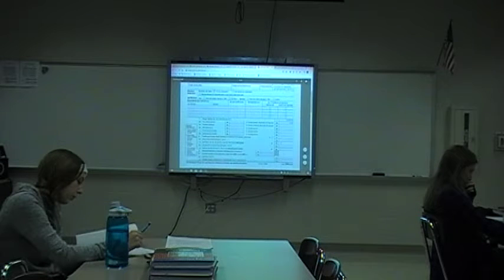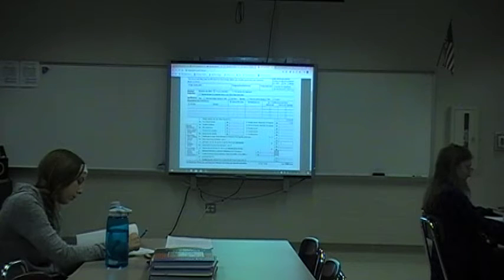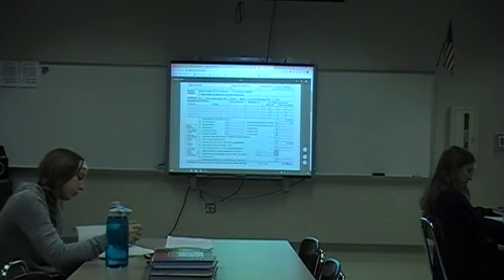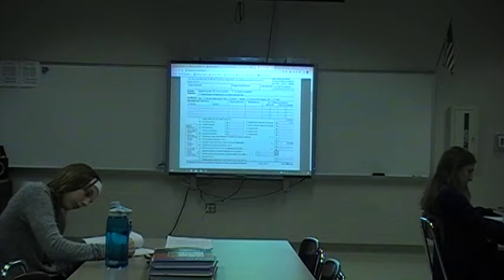So we go down to line 7B, and this is where we add up how much money we earned that we have to pay taxes on. So we add up our wages plus our interest earned, and we owe taxes on a total of $13,210.